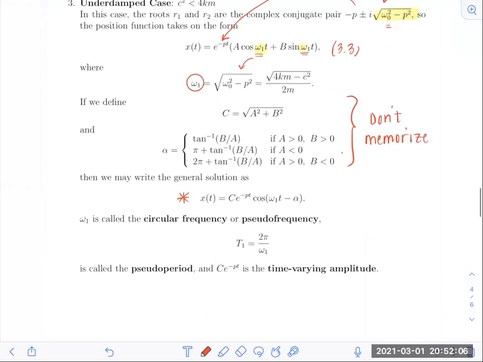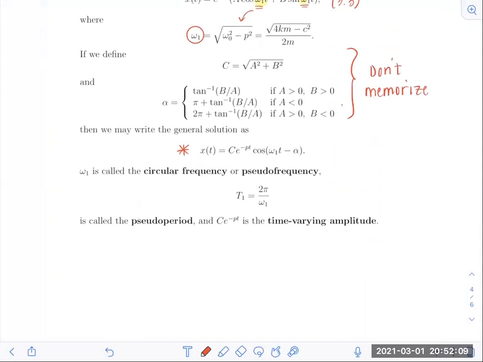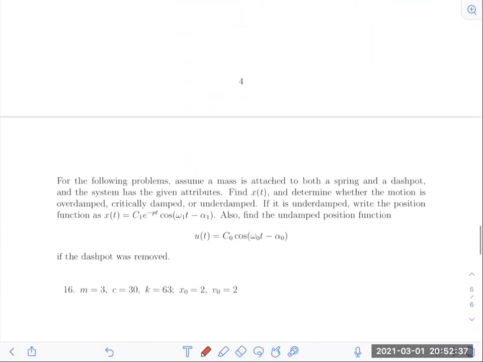From that condensed function, we can pull off omega 1, which is called the circular frequency or the pseudo frequency, and then the pseudo period, which is denoted T1, which is 2 pi over the circular frequency. Finally, we have the time varying amplitude, which is given by this piece here. Time varying because it's dependent on time. As you can see, there's a t in there.